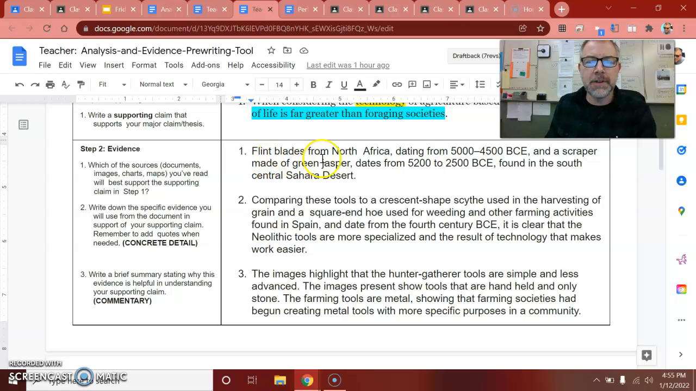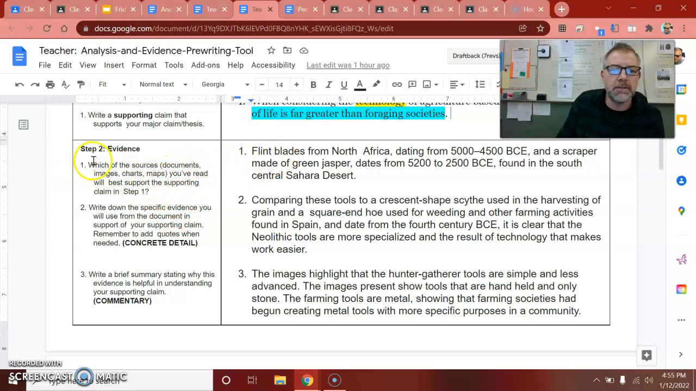So I've got these Flint Blades from North Africa, and I'm comparing them to the items used for harvesting and hoeing and weeding found in Spain. And so these are the tools that I see as clearly showing that Neolithic tools or even beyond are more specialized and the result of technology that makes the farmer's work easier. So I'm just going to explain this here. These are my concrete details.